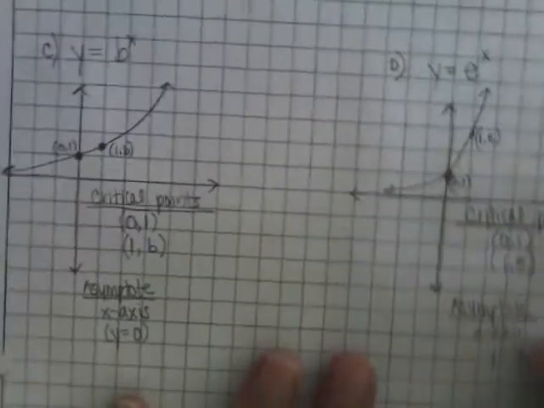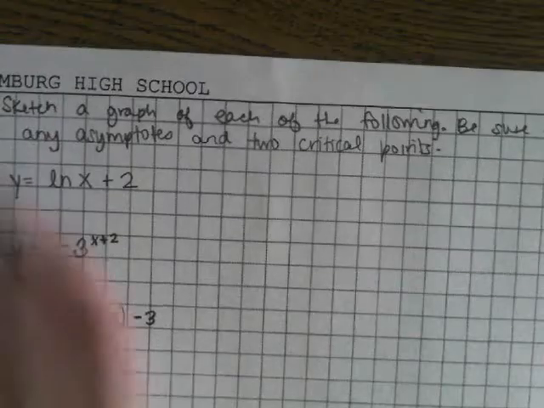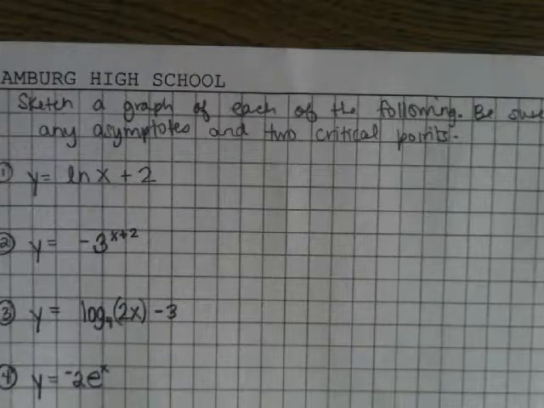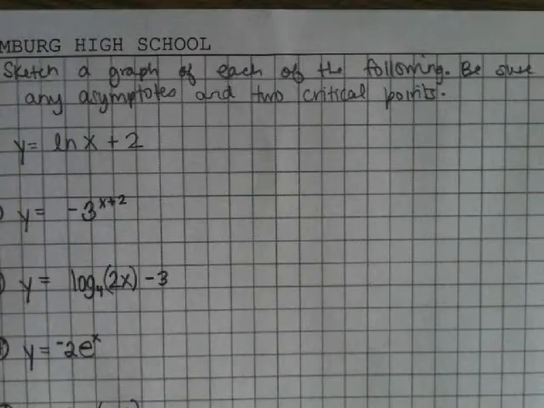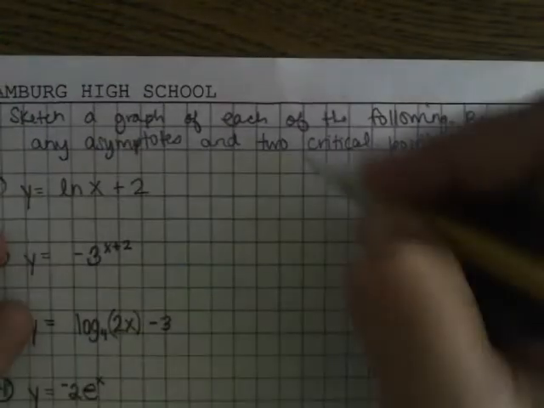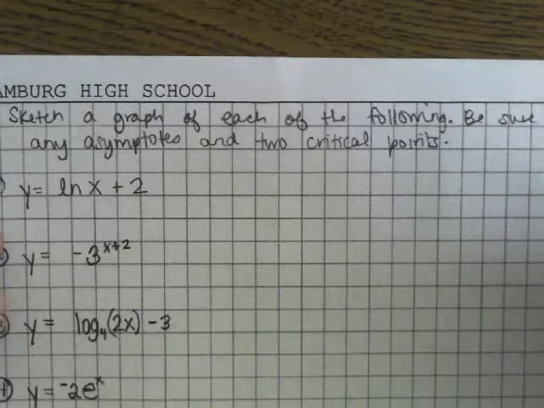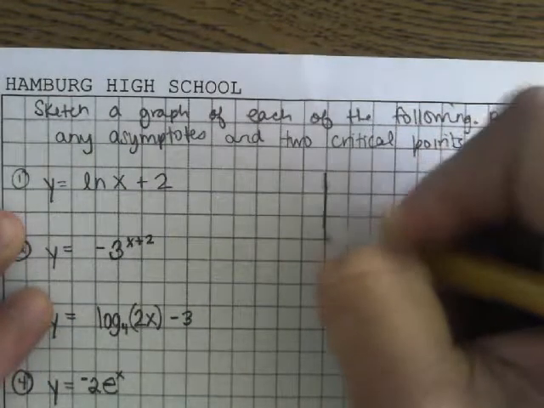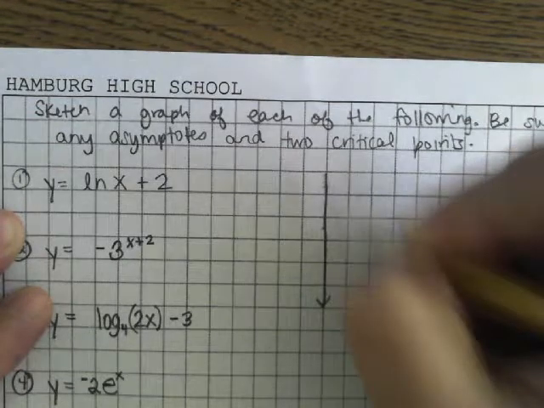So I wanted you to get some practice with graphing these and sketching a graph of each of these, and being sure that you know where the critical points and asymptotes are. Okay? So every one of these is some sort of transformation. You're not going to be able to fit all 10 of these on the same one, but we'll start with number 1, and we can just sketch a quick graph.